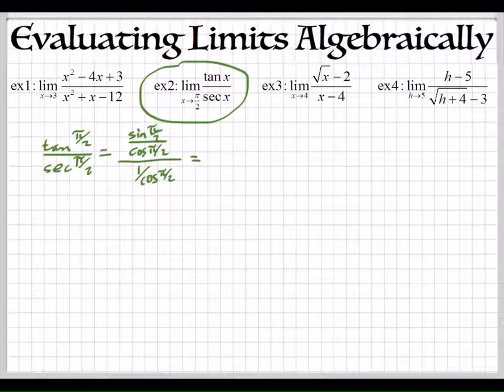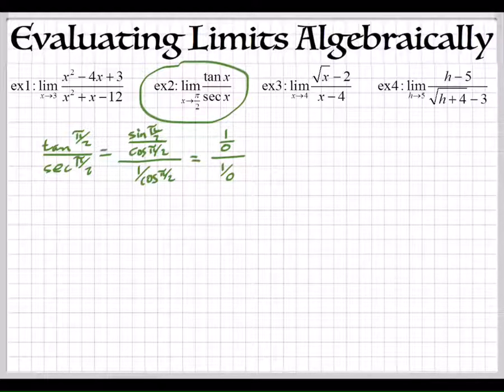On the top, what is sine of pi over 2? One. What is cosine of pi over 2? Zero. On the bottom, we get the same thing. Look at that, we're dividing by zeros. This is not allowed.